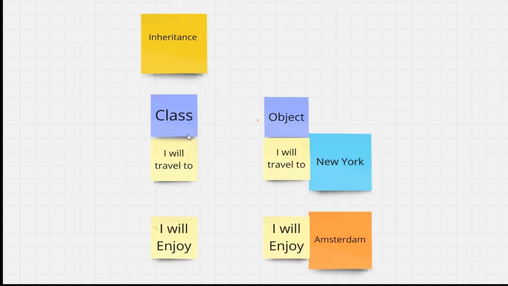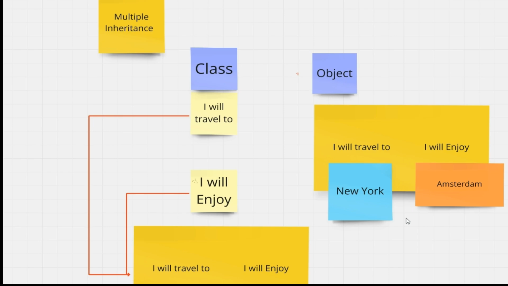And then I create an object with reference to the class, passing the value, receiving the input and giving the output. Here, the destination is an input. The output will be I will travel to New York. Same here in the new class, Amsterdam: I will enjoy Amsterdam. This is inheritance.